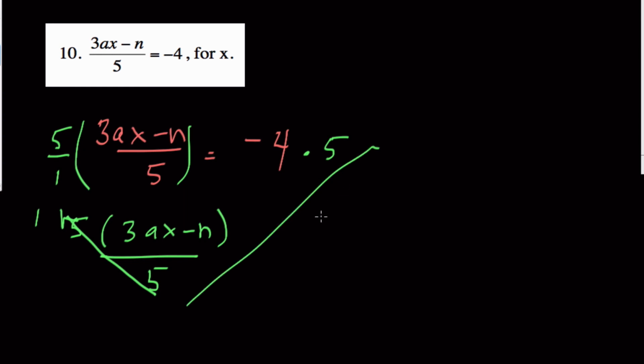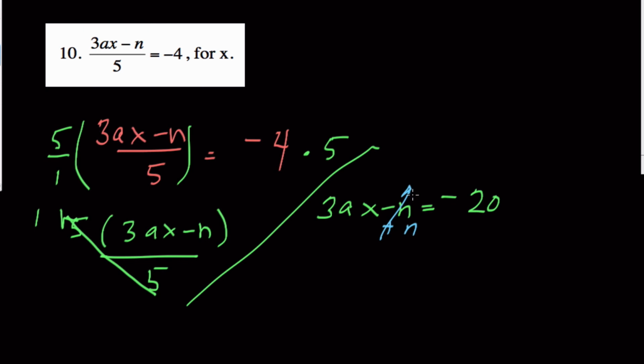So let me rewrite this. I've kind of messed this up a little bit. 3ax minus n is negative 20. So just watch your algebraic signs here. It's easy to, again, drop a negative sign or forget about it, especially if your handwriting is bad. So I want x by itself. How do I get rid of subtracting n? I'm going to add it to both sides.